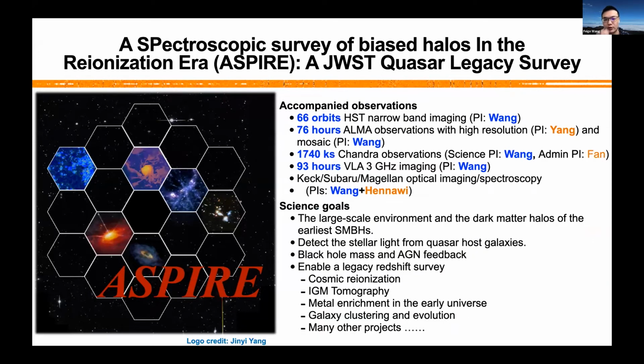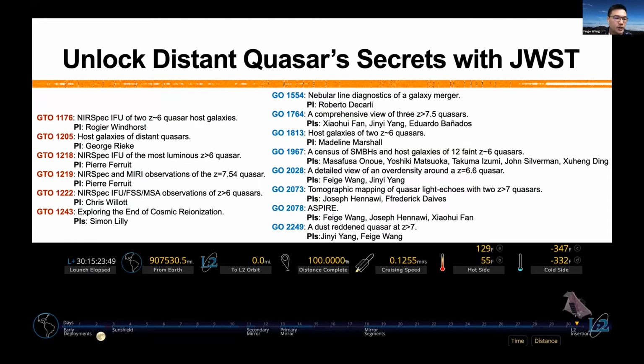Basically, we are trying to follow up these quasar fields with many different follow-up observations. And finally, I leave my talk here, which basically summarizes all the approved JWST programs, both GTO and GO programs, trying to target those distant quasars. I hope we will know more about those very distant quasars with JWST observations. I will stop here and am happy to take questions.